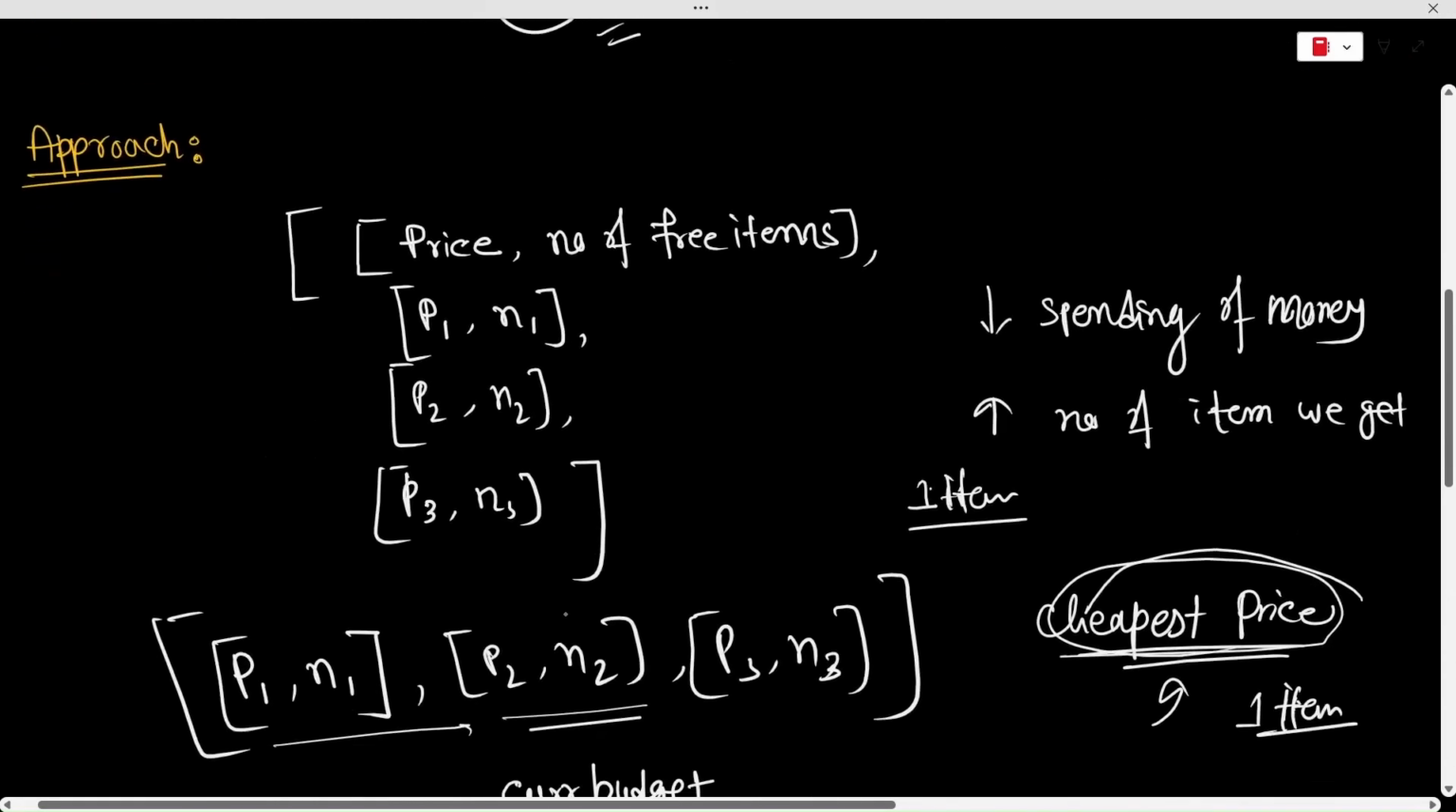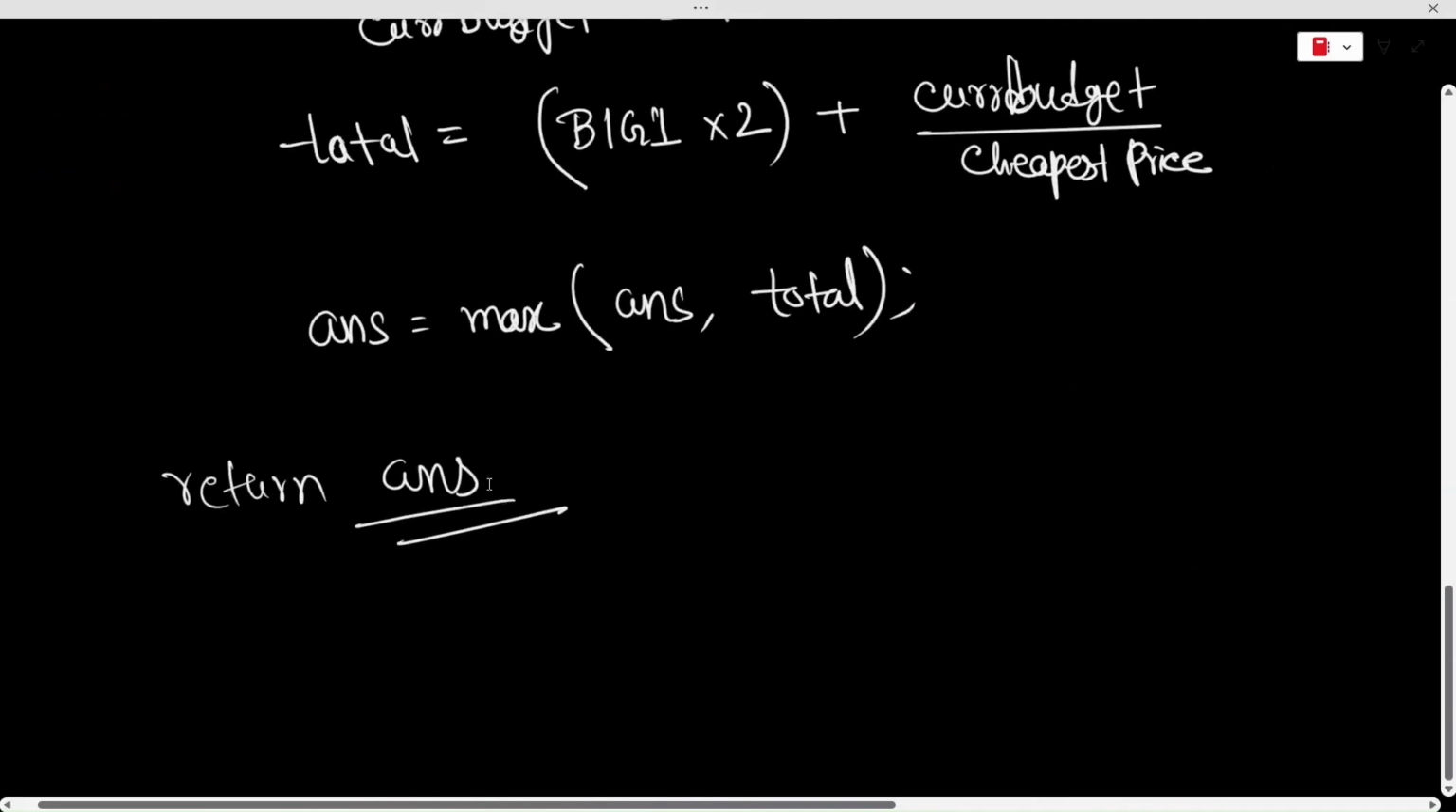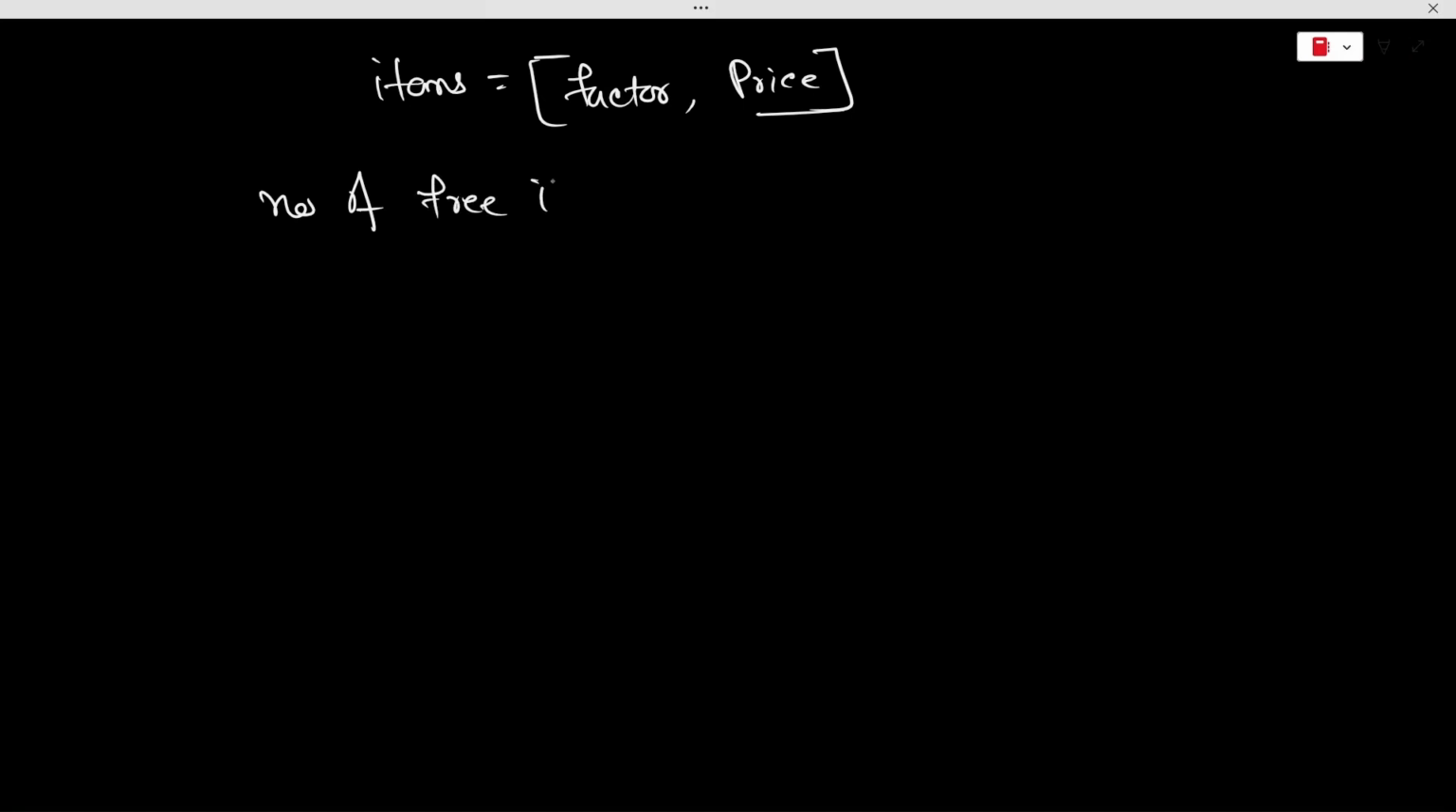Now, come to this: how we come up to this array. Right. We need to know about it. Now, as you know, the items have one factor and one price, right? And we need to find out the number of free items we can get if we spend some price P1, right?